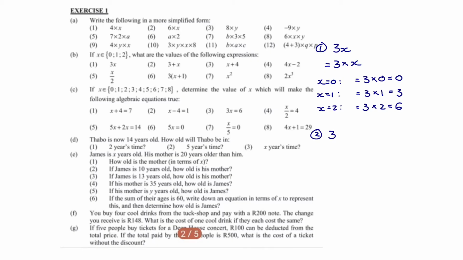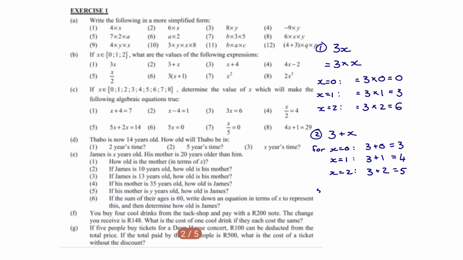Let's look at number 2. There we have 3 plus x, right? So, for x equal to 0, we will have 3 plus 0, which is 3. Then, for x equal to 1, it will be 3 plus 1 equal to 4. And for x equal to 2, it's going to be 3 plus 2, which is 5.